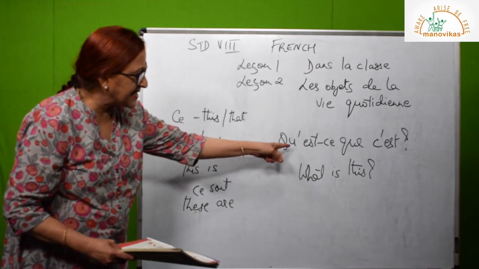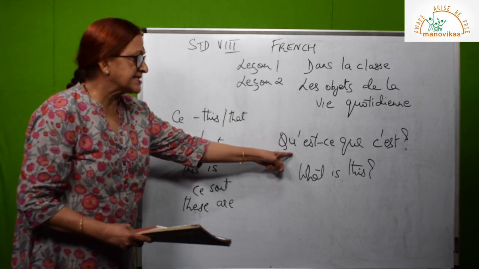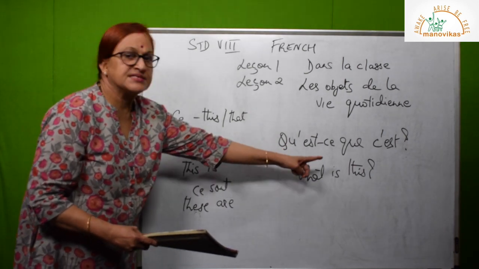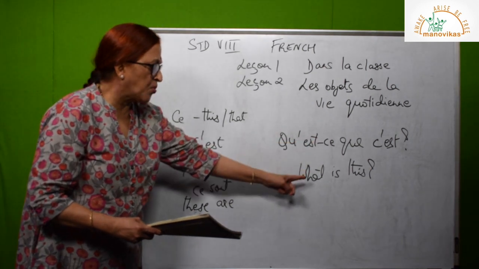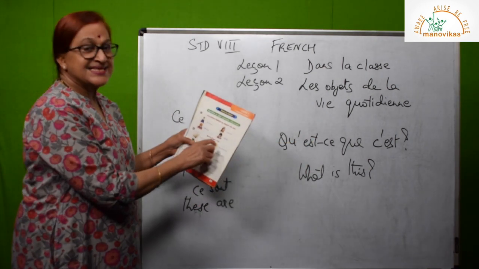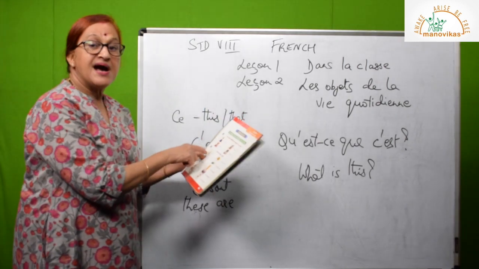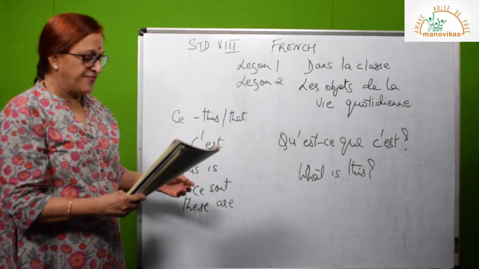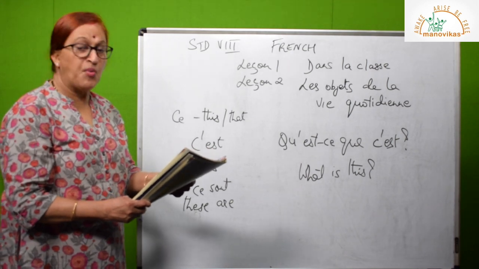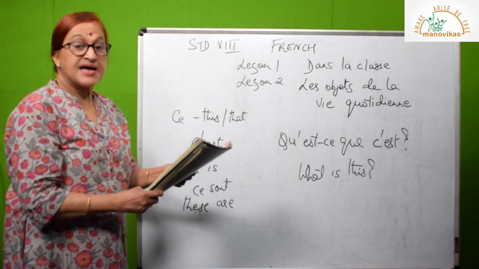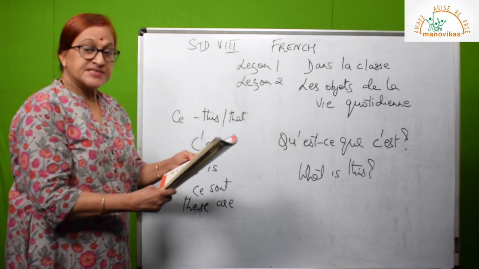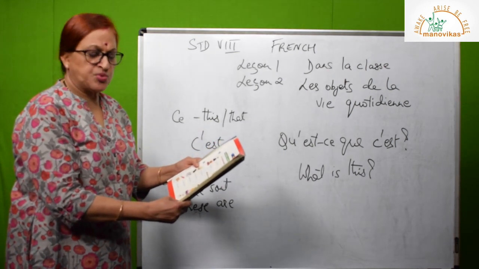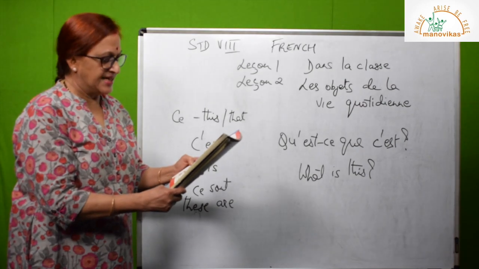Now we come to qu'est-ce que c'est. What is qu'est-ce que c'est? What is this? It's a way of asking a question. Qu'est-ce que c'est means what is this? So qu'est-ce que c'est? And they are answering it. C'est un livre. In your first picture, it's a book. C'est un cahier. It's an exercise book. First is a textbook, livre is a textbook. Cahier is an exercise book.